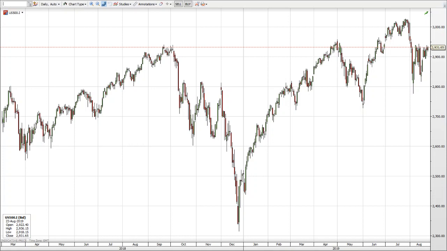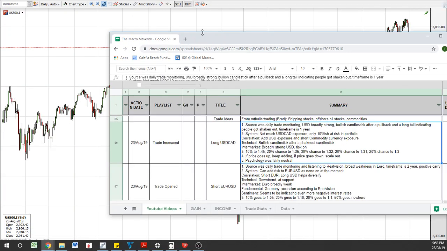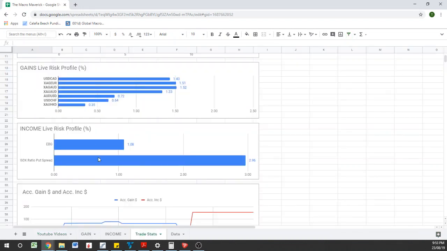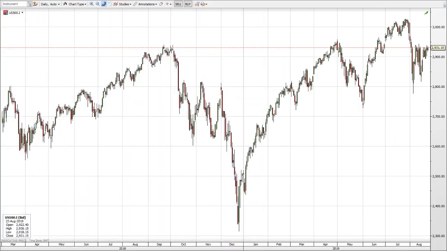So in terms of the system, there's not much US dollar Canadian exposure in the system. So there's only about a 10% at risk in the portfolio. If I put on this trade, that's how much US dollar Canadian exposure I'll have. So 1.43%. Currently, it's actually only sitting at 0.59%. So I definitely have room to add a bit more US dollar Canadian trade.